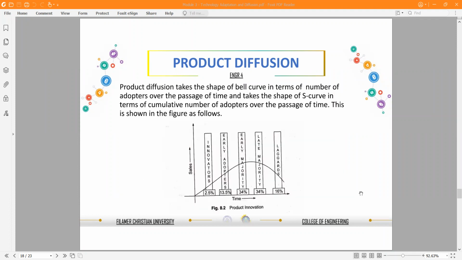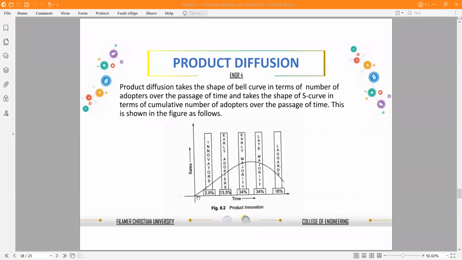So product diffusion takes the shape of bell curve, as we've said earlier, in terms of numbers of adopters or users over the passage of time, and this takes the shape of S curve in terms of cumulative number of adopters. So this is with respect to time. This is shown in the figure below. So tingnan natin. Innovators. So ito yung early adopters. Ito yung early majority. Late, tsaka yung laggards.